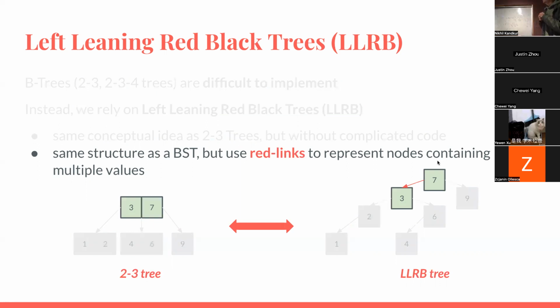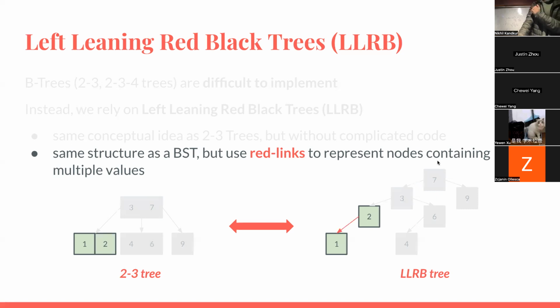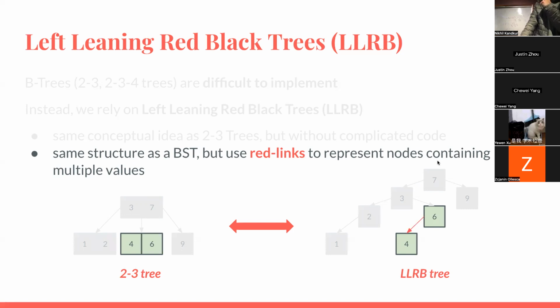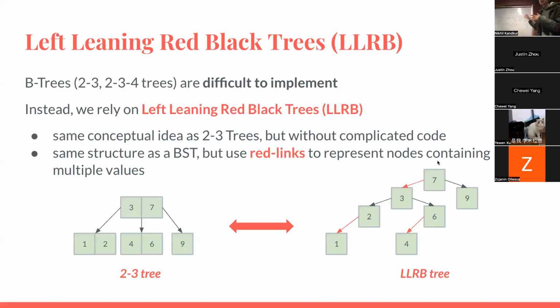In this case, the root node of the 2-3 tree has values 3 and 7, right? But in its LLRB representation, 3 is going to be the left child of 7, and we connect the 3 with a red link. That's all it is. We just use red links to signify that there are multiple values in a node. The same goes for this left child, the node with 1 and 2. 1 becomes the left child of 2 in the LLRB, connected with a left-leaning red link. And same with this middle child here. Any questions regarding this?